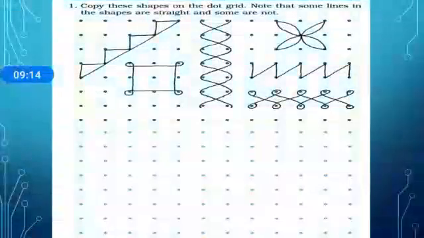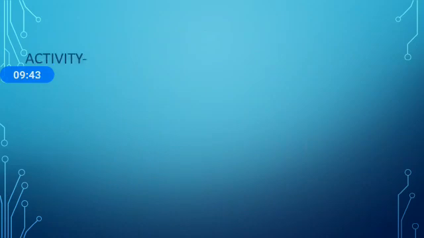Now you can see that here are some shapes on the dot grid. You have to copy these shapes on the dot grid. Note that some lines in the shapes are straight and some are not. And children, you can draw your own shapes also. You can draw these shapes in your copy or book if you have one. Now comes the activity time.